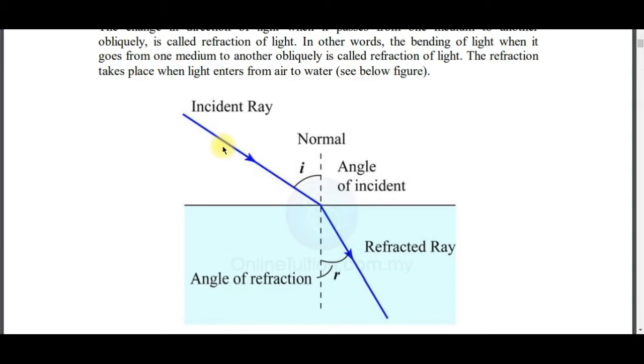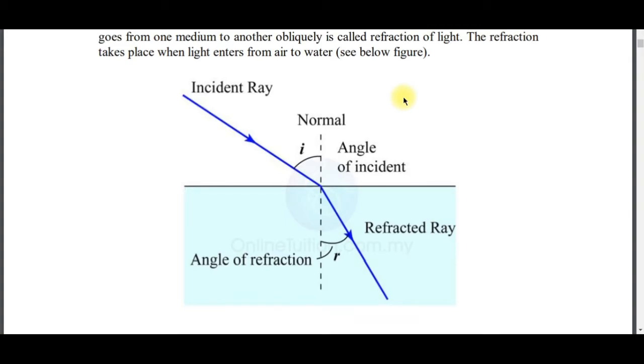In other words, the bending of light when it goes from one medium to another obliquely is called refraction of light. The refraction takes place when light enters from air to water. So refraction always takes place when the light ray is passing from one medium to another medium. The transition happens at that place, and the refraction takes place.